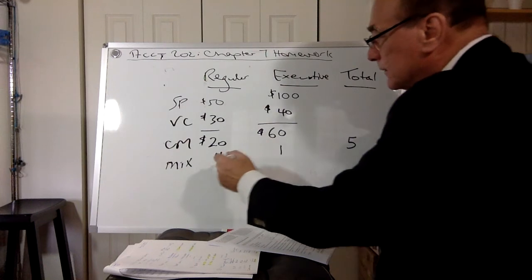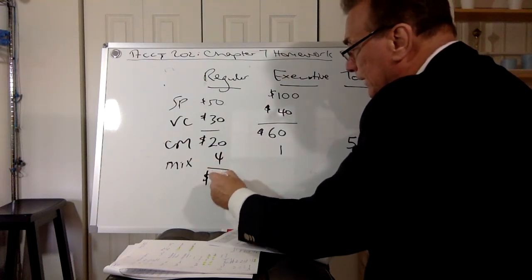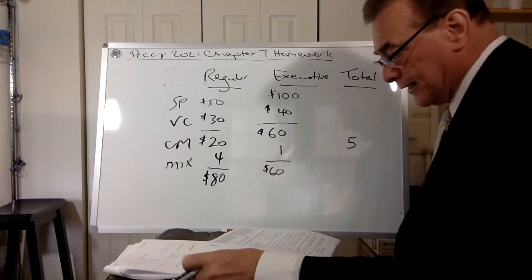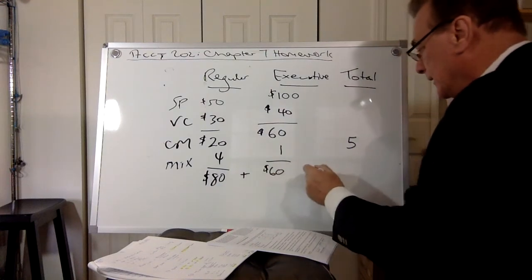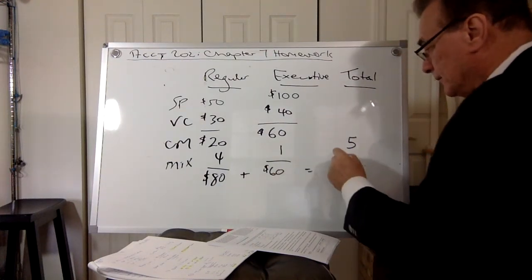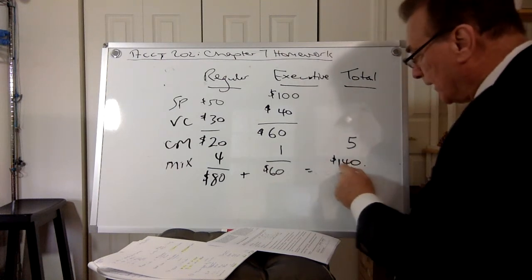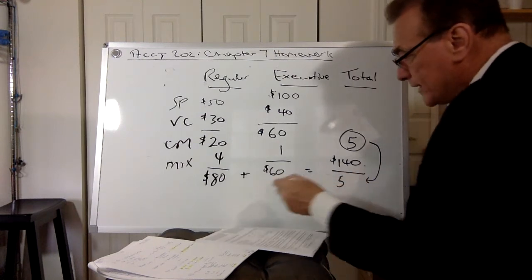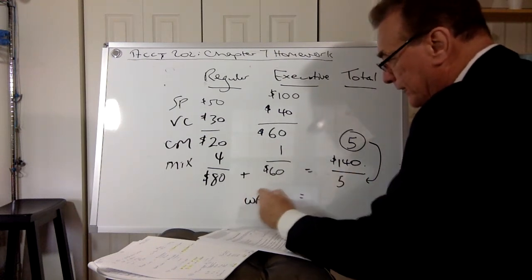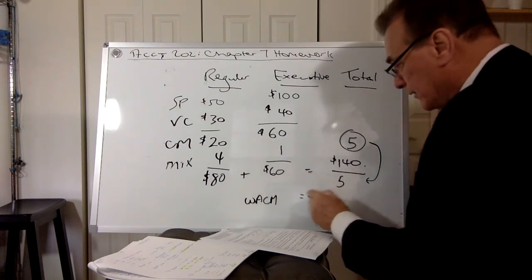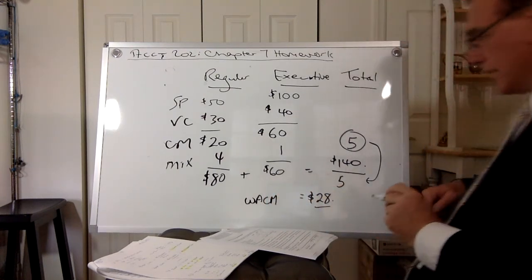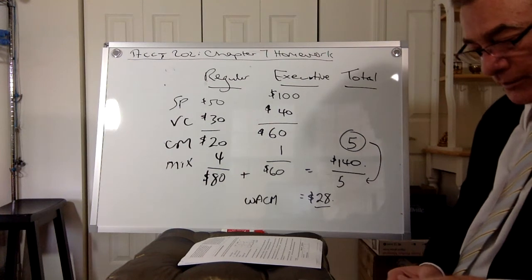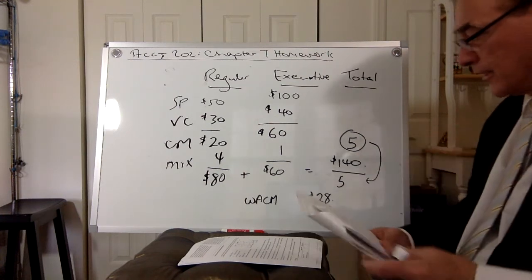So what you do, multiply the 20 by 4, you get $80. Multiply the 60 by 1, you get $60. Add the 2 together, so 80 plus 60 equals 140. Then you divide the 140 by the 5, and so the weighted average contribution margin becomes $28.